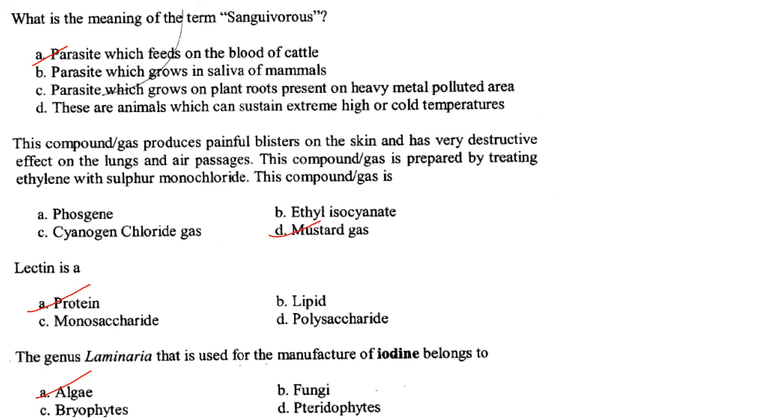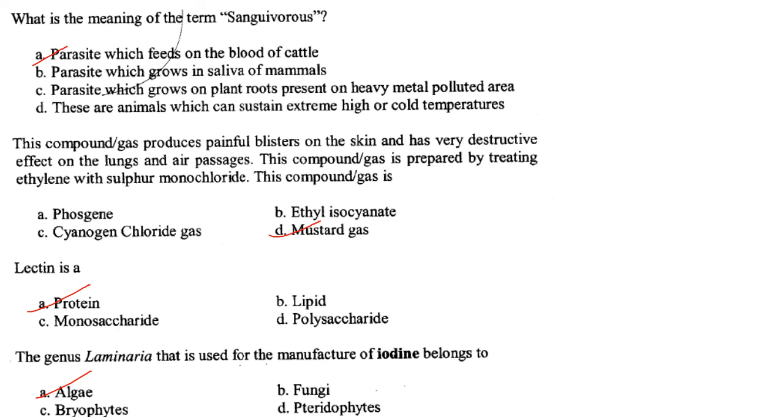This compound gas produces painful blisters on the skin and has a very destructive effect on the lungs and air passages. This gas is prepared by treating ethylene with sulfur monochloride. This gas is mustard gas. Answer is option D. Then lectins are defined as proteins that bind to carbohydrate. So lectin is a protein.